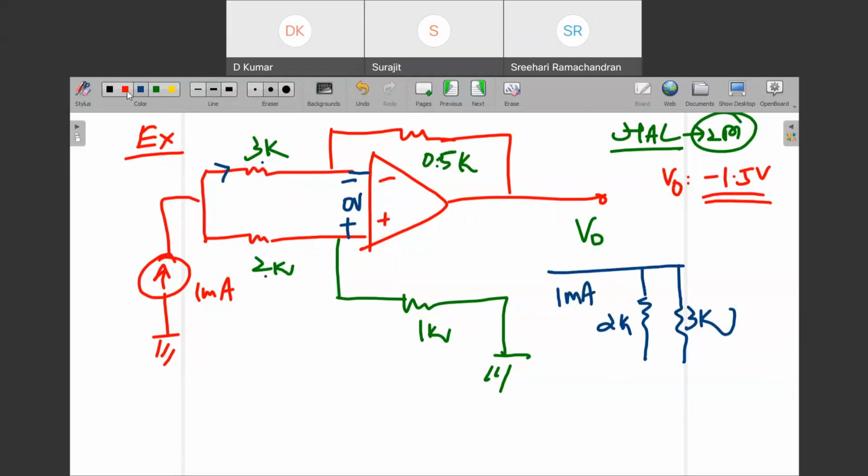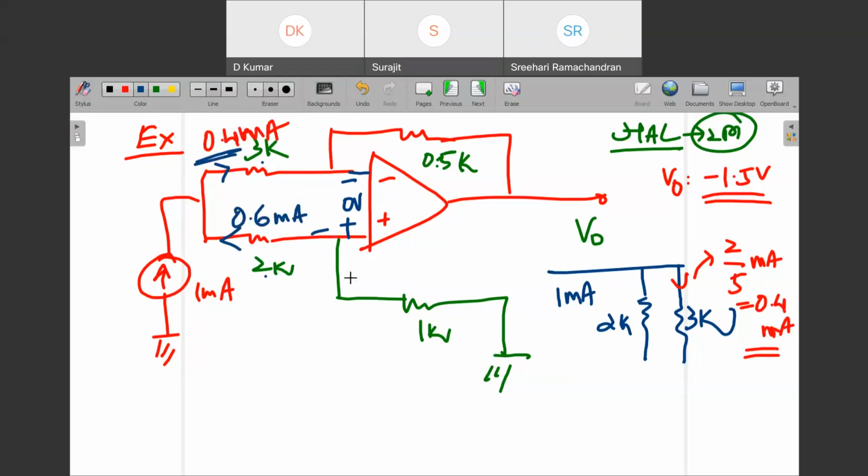Can you tell me the current flowing through 3K? The current will be 2 upon 5 milliampere, that is about 0.4 milliampere. Okay, so the current is 0.4 milliampere here. And how much current will be flowing here? You can subtract now: 1 minus 0.4 means 0.6. So this current will be flowing here as well, right? So you can find the voltage drop across this, plus to minus, that is 0.6 here.